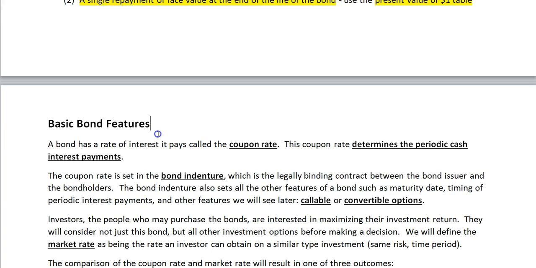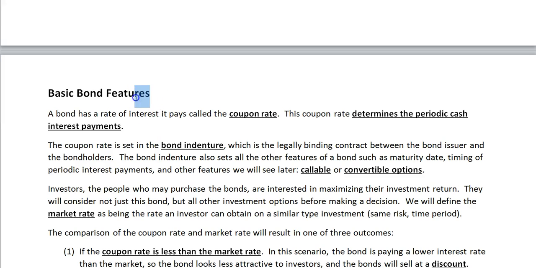Alright, on the next page we're going to look at some basic bond features. So a bond pays interest based on the coupon rate. This coupon rate exists inside the bond document, the bond indenture. This is the legal contract between the two parties. So the coupon rate determines the periodic cash interest payment. Whenever we need to figure out how much a bond is paying every 6 months, we're going to use the coupon rate.